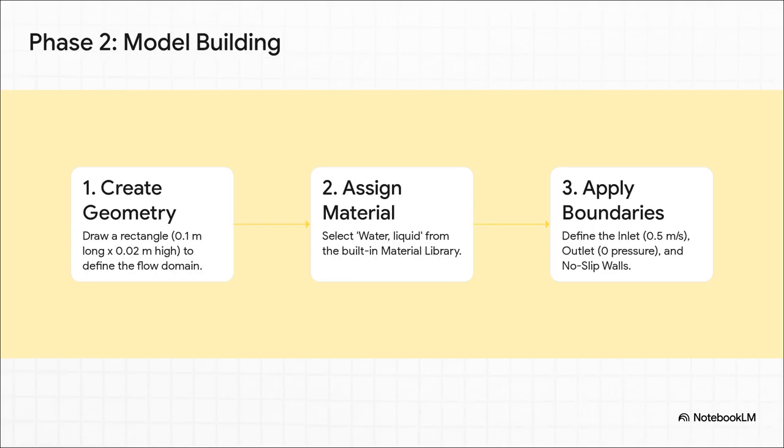All right, now for the fun part, building the model itself. First, we just draw a simple rectangle to be our channel. Easy enough. Next, we tell COMSOL that this channel is filled with liquid water, which we can just grab from the built-in material library. And then, and this is probably the most important part, we set the boundary conditions. These are the rules of our simulation. We define an inlet where water flows in, an outlet where it flows out, and we tell the software that the top and bottom are solid, no slip walls, just like they would be in a real pipe.